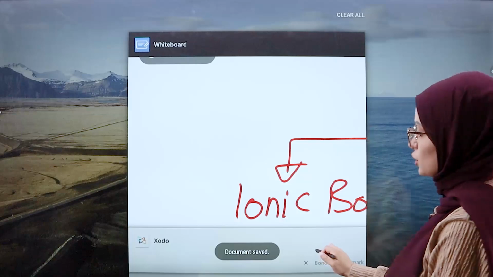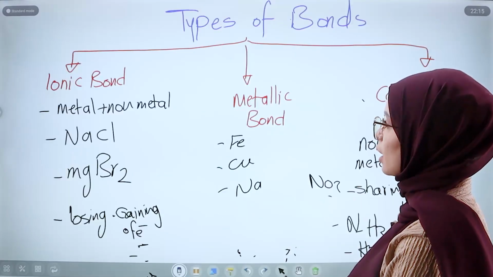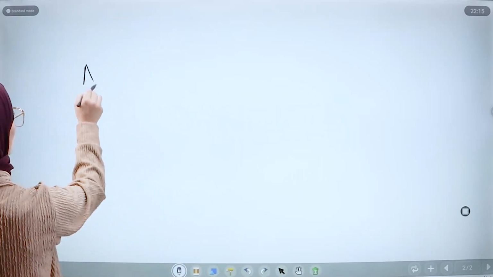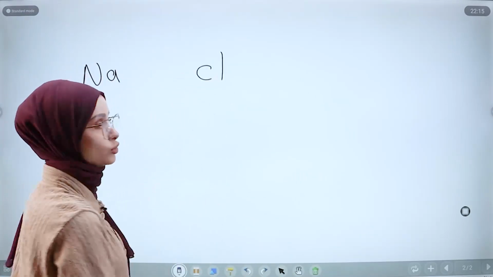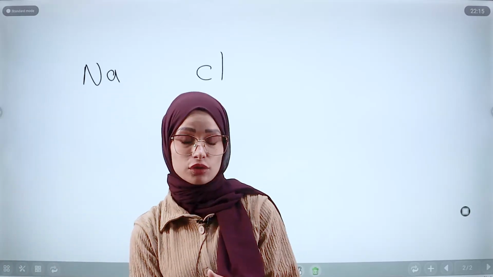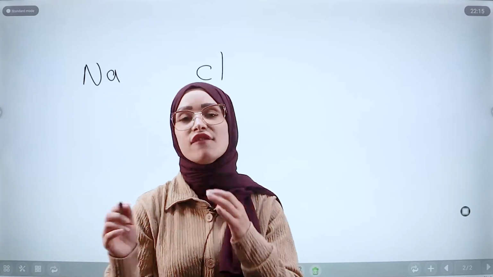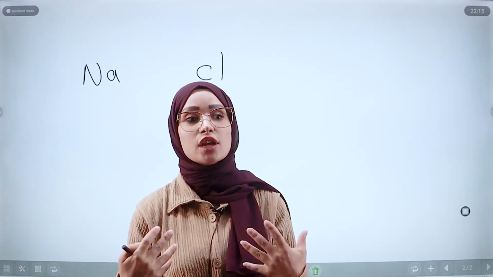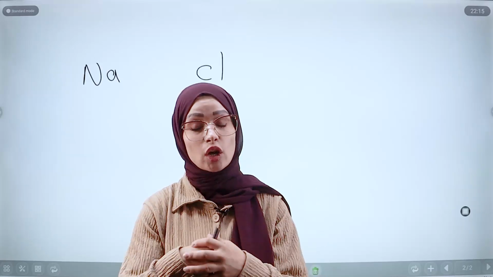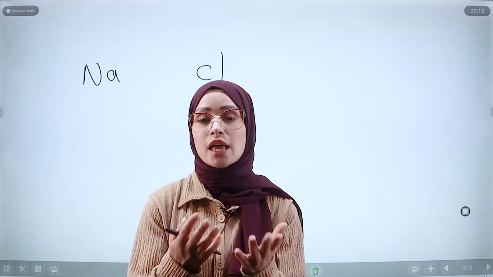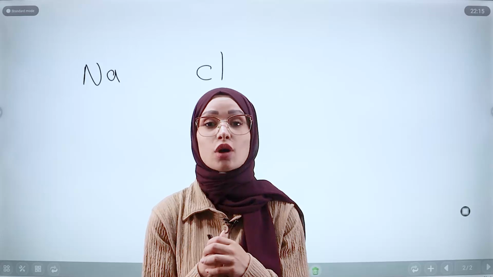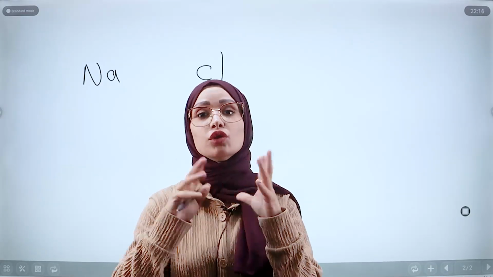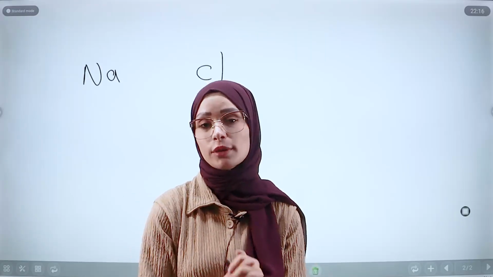Let's see, this is sodium and this is chlorine. This is how to write. Sometimes in your external exams, they have questions that draw the outermost shell of each element and they represent the ionic bond, the gaining or losing of electrons. That's why it's important actually to know how to draw it. But you are not asked to draw it in the exam. You are asked to know the drawing for the ionic bond formation.